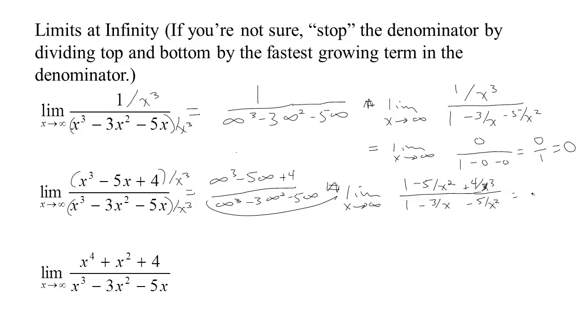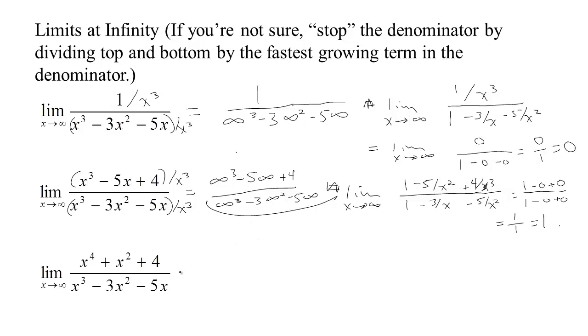Now it's a little easier to see what's going to happen as x gets larger and larger. This 1 doesn't care. 5 divided by bigger and bigger numbers is going to go to 0. 4 divided by bigger and bigger numbers is going to get smaller and smaller. It's going to go to 0. The 1 downstairs doesn't care. 3 divided by bigger and bigger numbers will go to 0, and 5 divided by bigger and bigger numbers will go to 0. So in this case we get 1 over 1, which is 1.